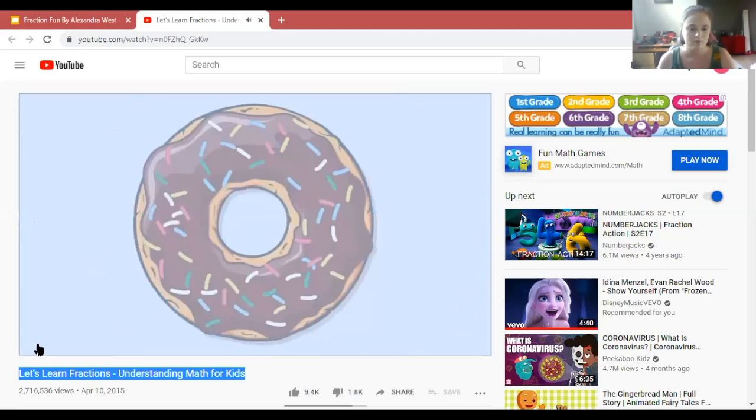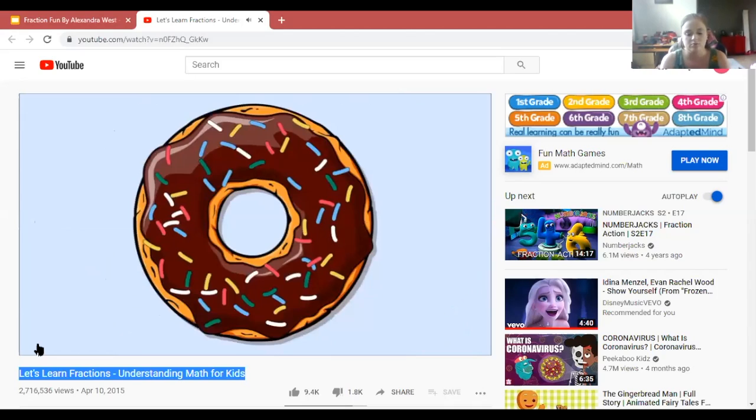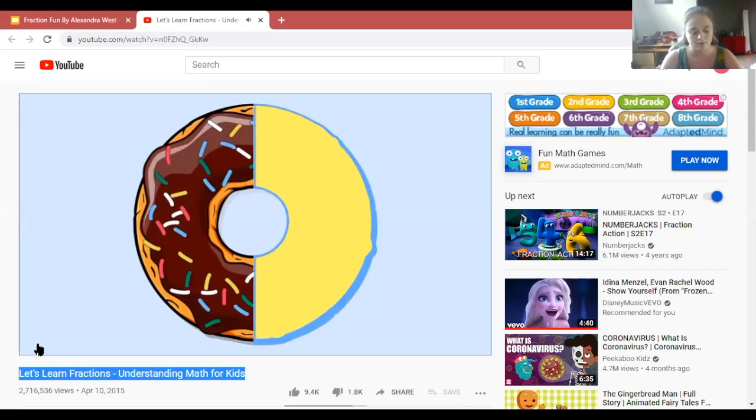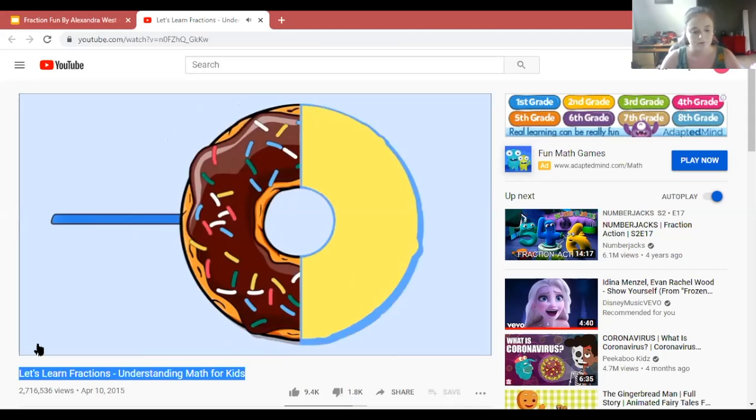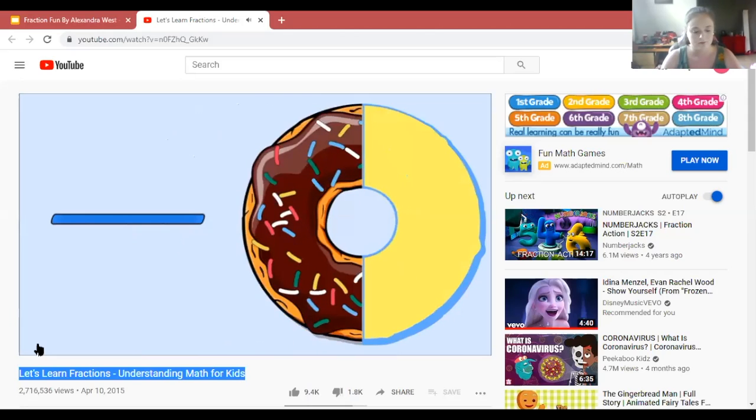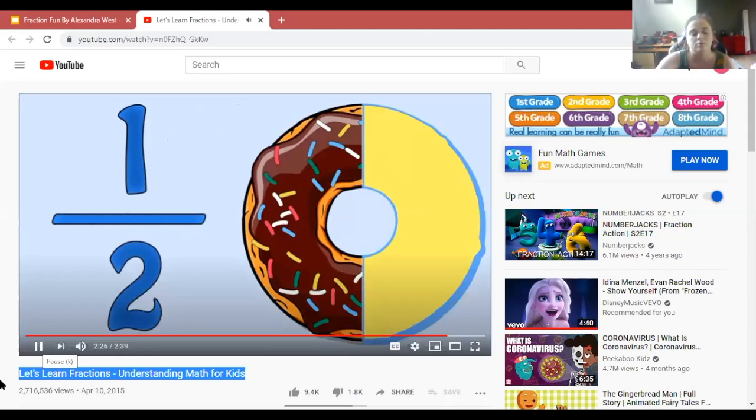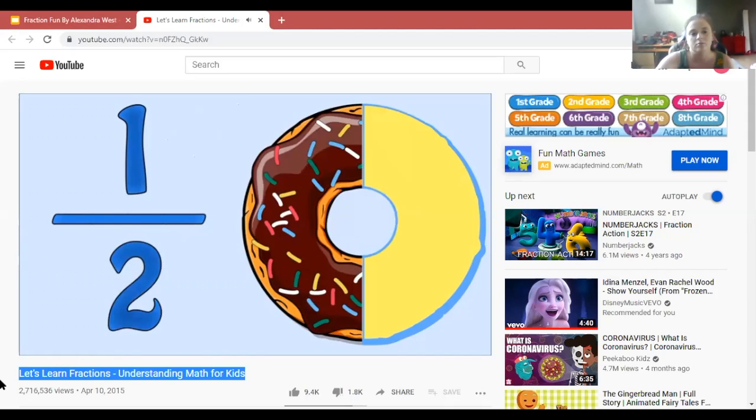Let's try one more example. If you and your friend have 1 donut to share, then you will cut it into 2 pieces. If there are 2 pieces of donut and you eat 1, what is the numerator of your fraction? That's right, the numerator is 1. What is the denominator? Right again, it's 2. When the fraction is 1/2, we call that 1/2. Thanks for watching.